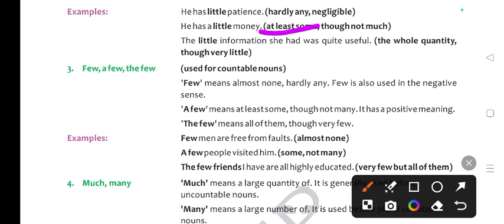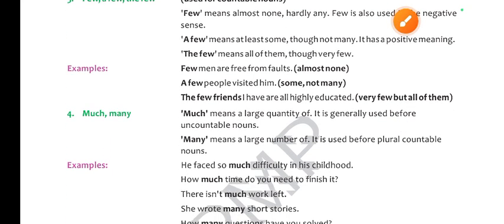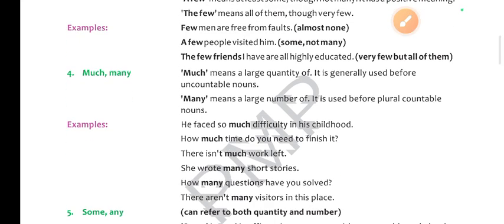Few, a few, the few. Here used for countable nouns. Few means almost none, hardly any. Few is also used in the negative sense. A few means at least some, though not many. It has a positive meaning. So the few also contains a positive meaning.